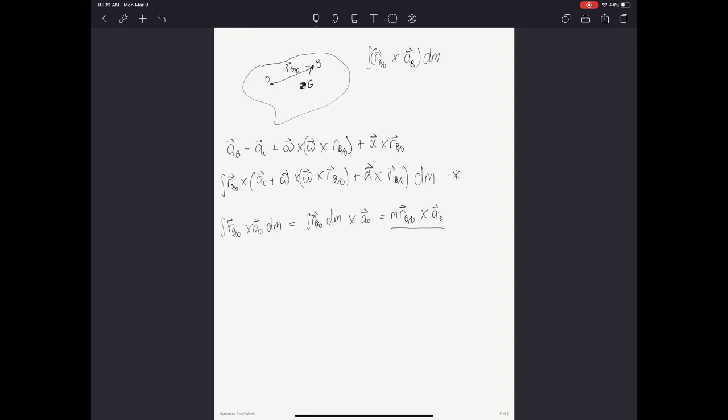The next term is the integral of r_B with respect to O crossed with omega cross r_B with respect to O. And this term is rather complicated. It's a bit of a bummer, because there's an r on the left and there's an r on the right, and we can't pull this out in any meaningful way. The omegas are constant for the entire rigid body, but I can't pull them out. They're in the middle of this quadruple cross product going on. So I have to think of a way to simplify this expression.